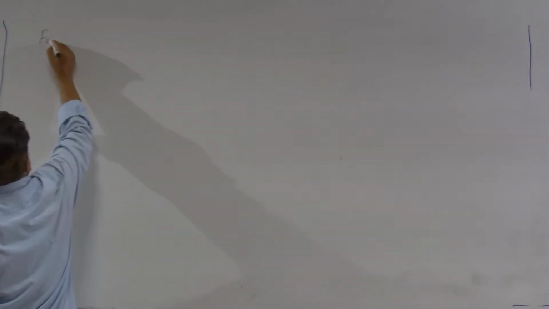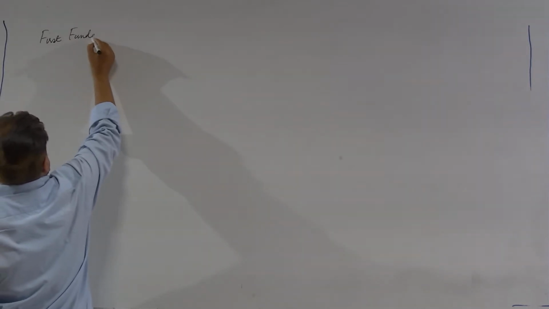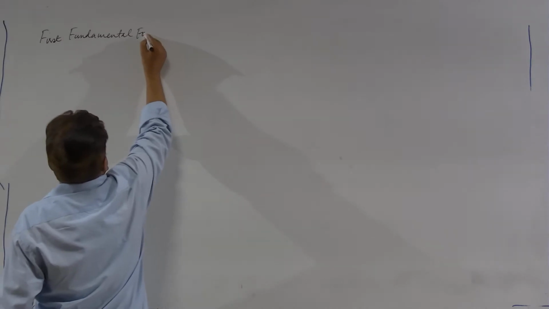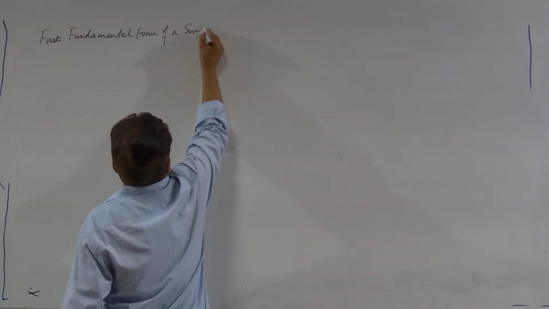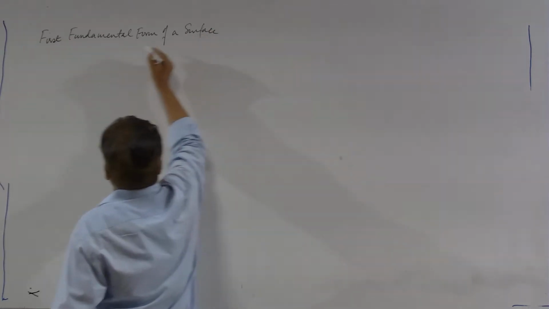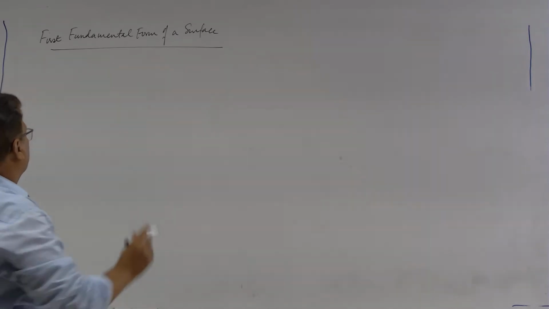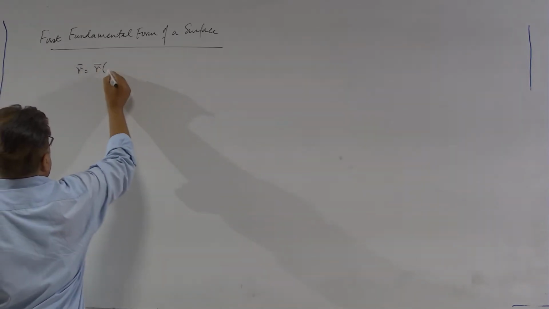So, now I will be talking about the first fundamental form of a surface. First fundamental form of a surface. So, we assume that a surface in parametric form is given to us.